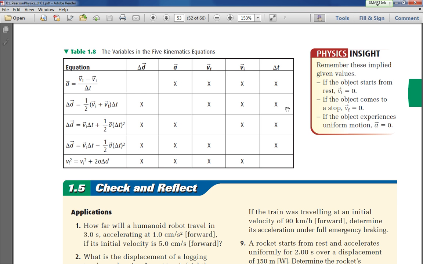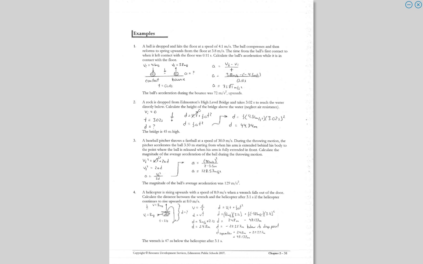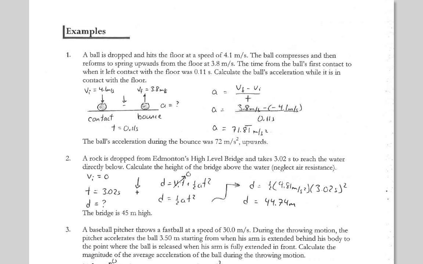Cool? That's it. Let's do some word problems. Now, these word problems are ones that are already done in your book, so I'm going to guide you through the solutions and show you what they did. So into your workbook, it's 2.2 right off the beginning. It's page 38 of your workbook. It has these bouncing balls.